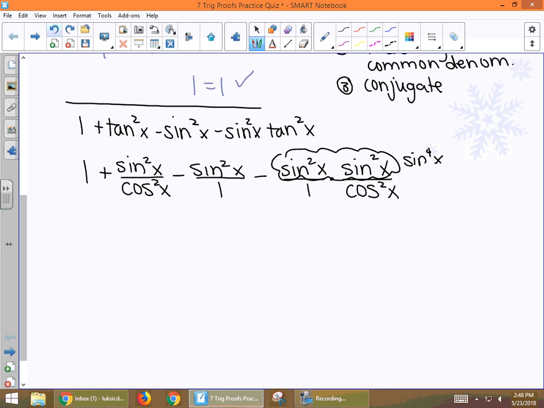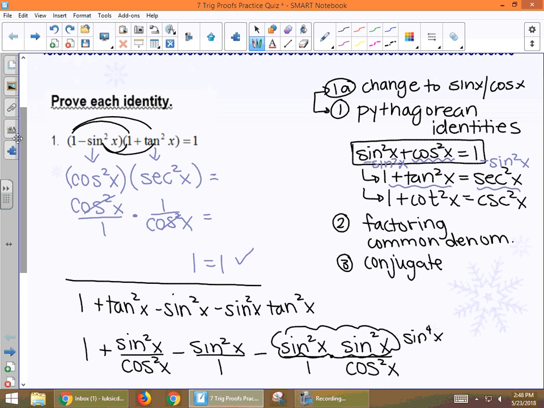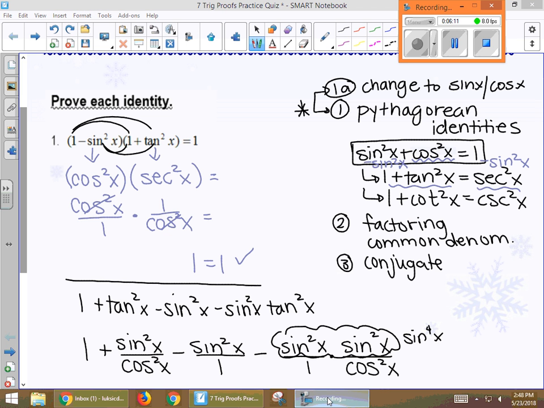Not that this one wouldn't be doable. You're going to end up having to factor with sine to the fourth. So that's pretty complicated. Anytime you get to a situation like that, from multiplying out or from changing things to all sines and cosines, that is a great time to go back and think, maybe I should have used Pythagorean identities. I wanted to show you how messy things got in 2 steps for us. So keeping an eye out for those Pythagorean identities will really simplify your life. All right, that's number one.